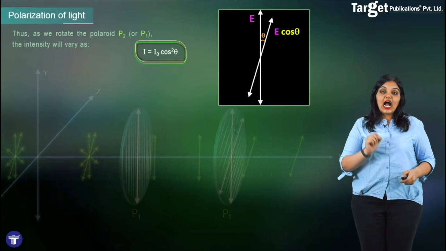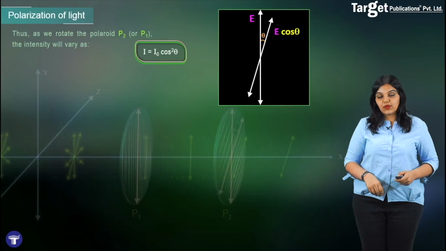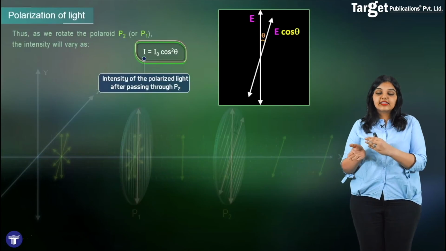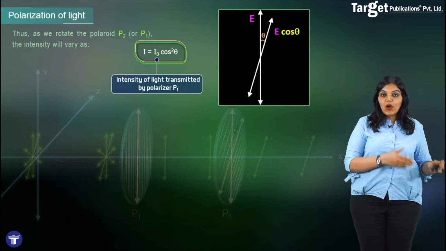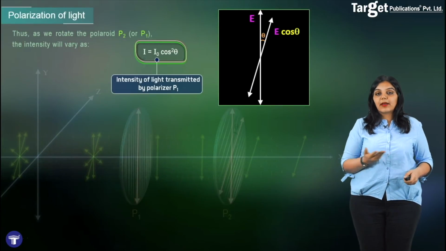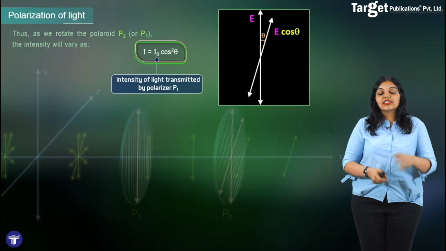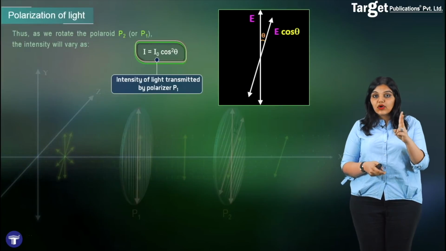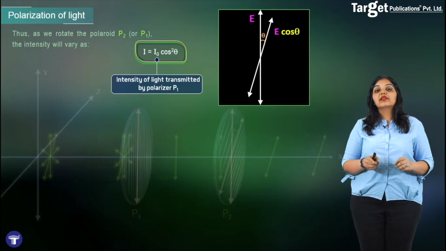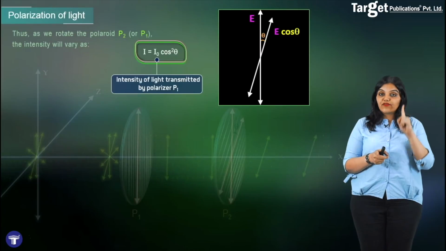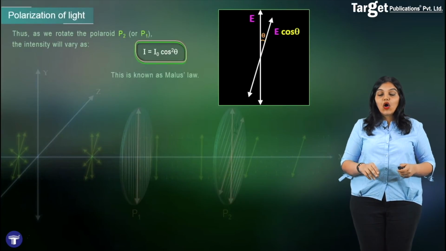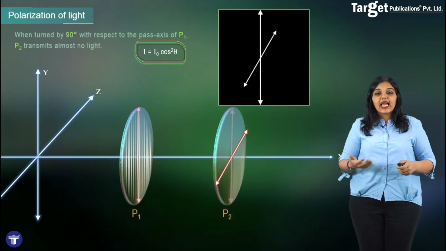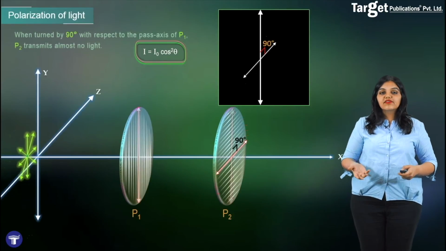That is, we get I equal to I naught cos square theta, where I is the final intensity coming out of P2, I naught is the intensity coming out of P1, and theta is the angle between their pass axes. We see that the intensity coming out from the second Polaroid is a function of the angle between the pass axes of the first Polaroid and the second Polaroid. This is known as Malus's law.